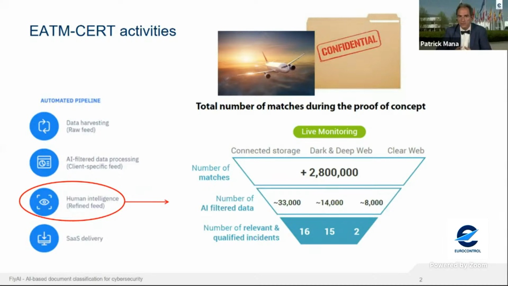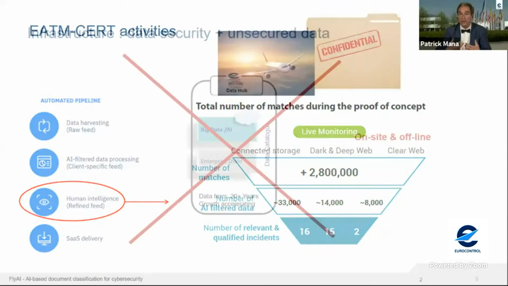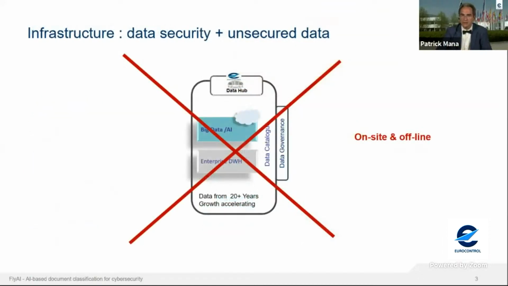So typically, one of the objectives, next slide, was to develop our own EATM cert application, trying to reduce the number of documents that we have to go through to detect whether they are aviation-related and sensitive. For that, one of the aspects that we faced was that the data, by definition, are sensitive, and they are connected, they're coming from various sources. So one of the issues we found is the security of the data.